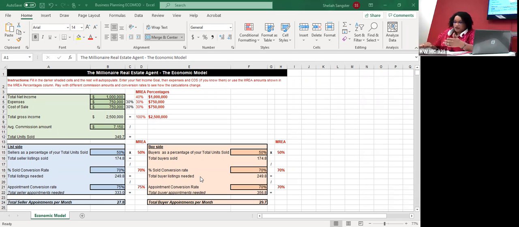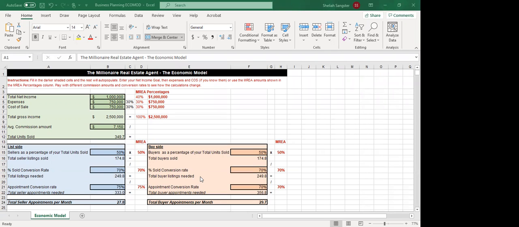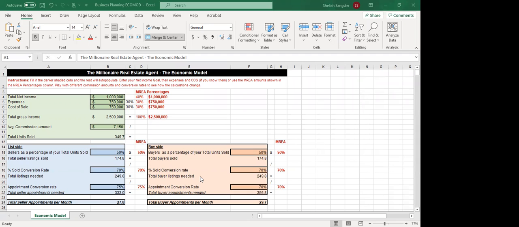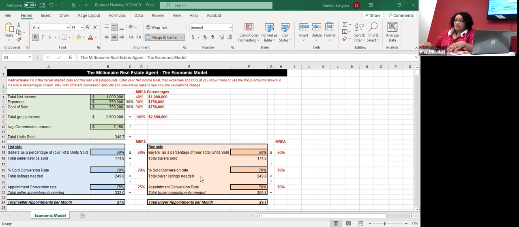So we've already kind of gone over this. You're starting out with your gross commission income. You're going to subtract out your expenses, your cost of sales, which is always 30%. Then you get your net income. Your net income doesn't include taxes, by the way.